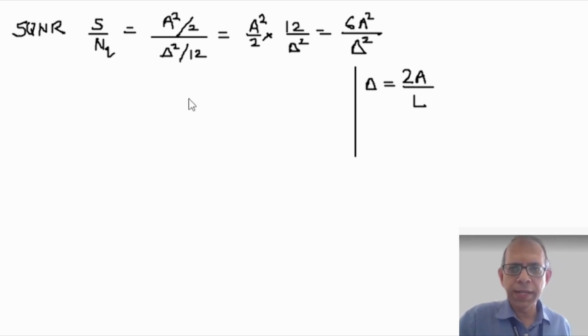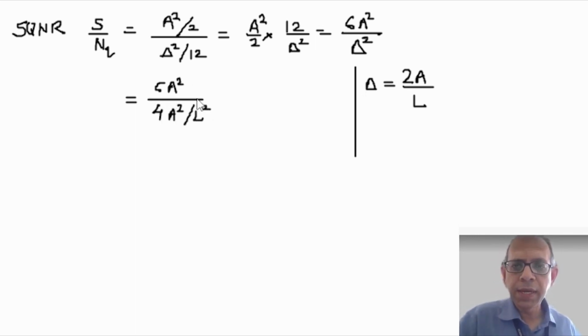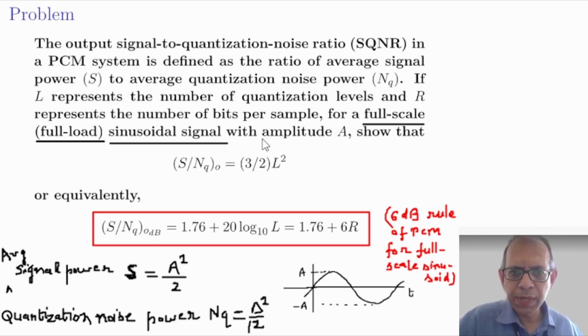Substituting this value of delta in this expression, the signal to quantization noise ratio becomes 6A square on delta square. Delta square will become 4A square by L square. A square and A square will cancel, and what we get is 3/2 L square or 1.5 L square. This is the first part of the result. We were supposed to show that signal to quantization noise ratio at the output is 3/2 L squared.